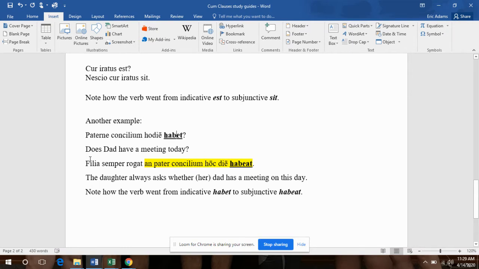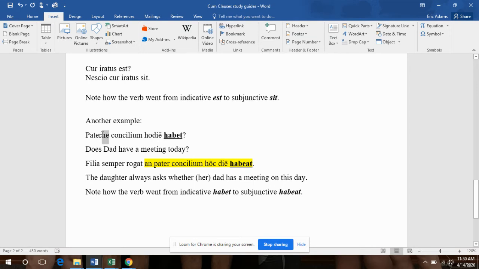And so I can turn it, however, into an indirect question. Here it says, filia semper rogat. If I wanted to, I could put a period right there, and it would say, the daughter always asks. I cannot tell you how many times I get this question. Nevertheless, the daughter always asks, and that then would introduce now the indirect question.